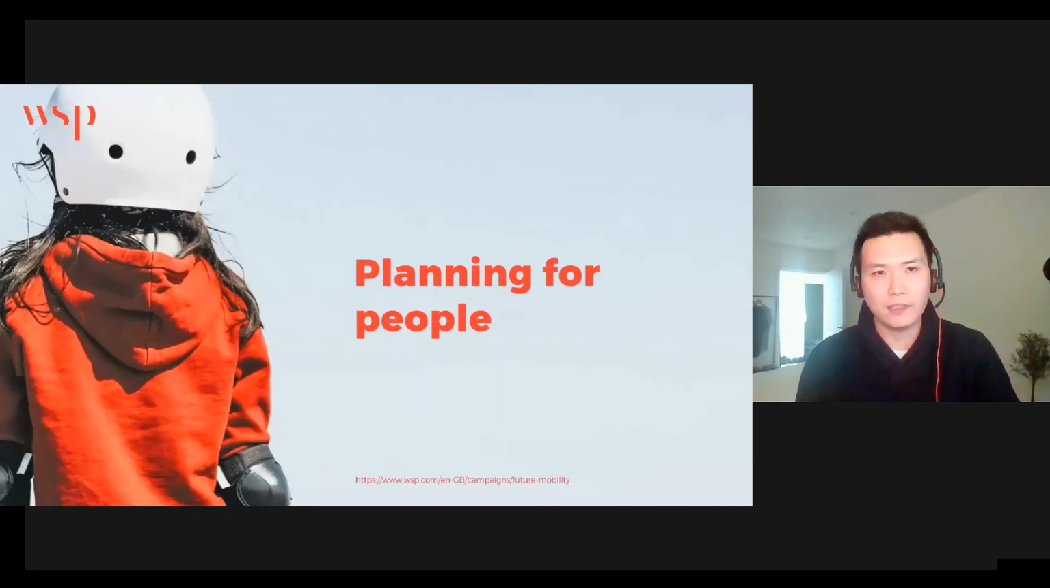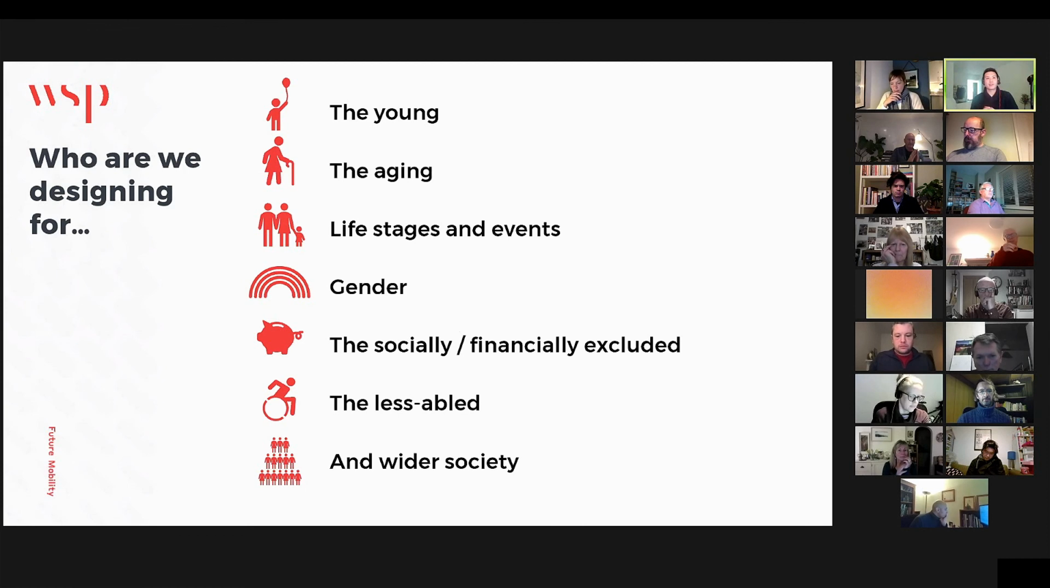So as I mentioned, user-centric is really about planning for people and planning for places. So when we're thinking about the people, who are these people that we are talking about? The young, the elderly, people different life stages and events, different genders, those that are socially and financially excluded, the less abled, and the wider society in general. So ordinarily, we'd be planning for the majority, but what we're trying through human-centered design is to plan for all.